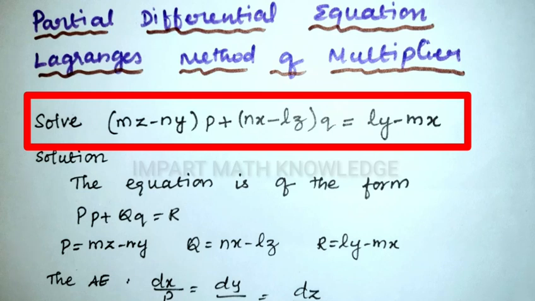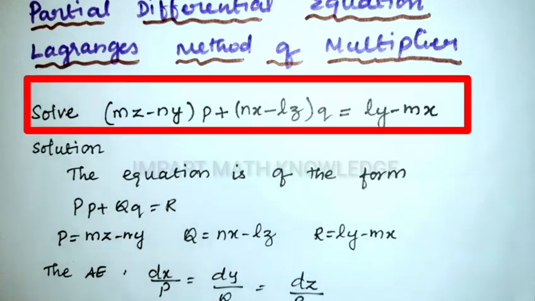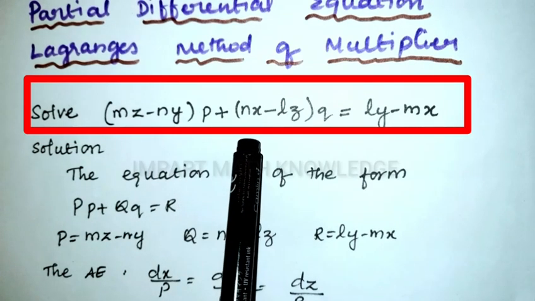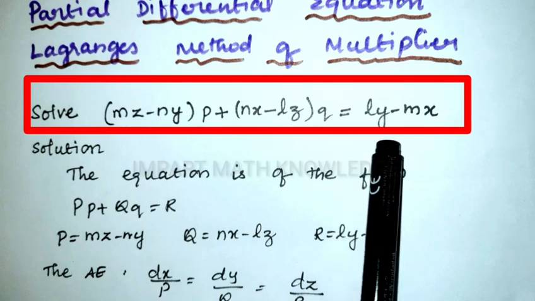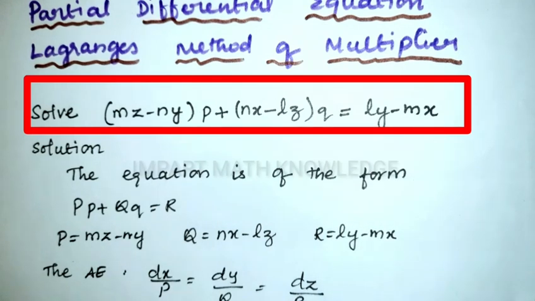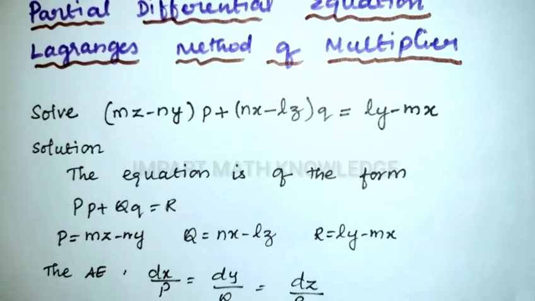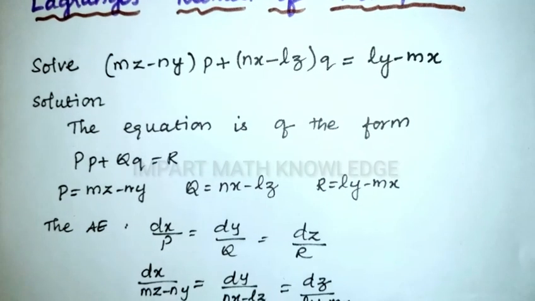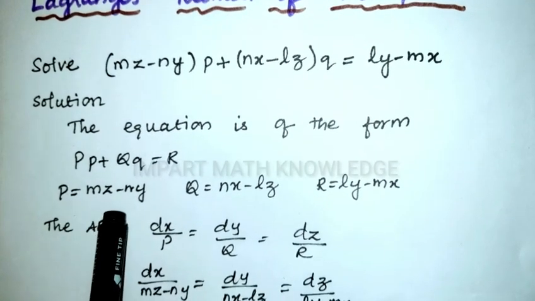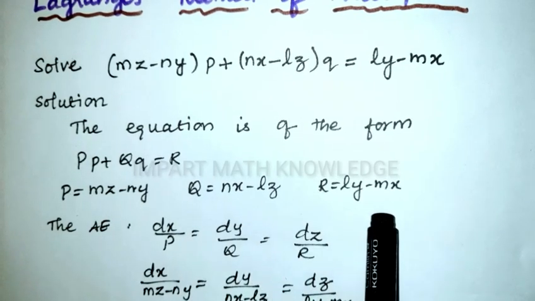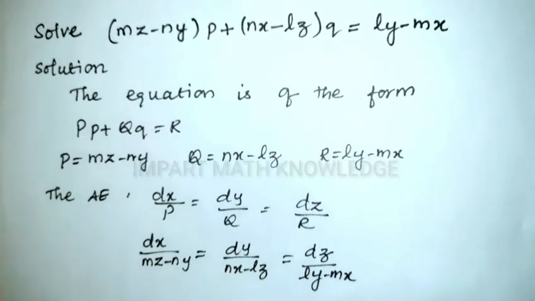In this problem, I'll explain the multiplier method. The problem is (mz minus ny)p plus (nx minus lz)q is equal to ly minus mx. This is of the form Pp plus Qq is equal to R. Here P is nothing but mz minus ny, Q is nx minus lz, R is ly minus mx.